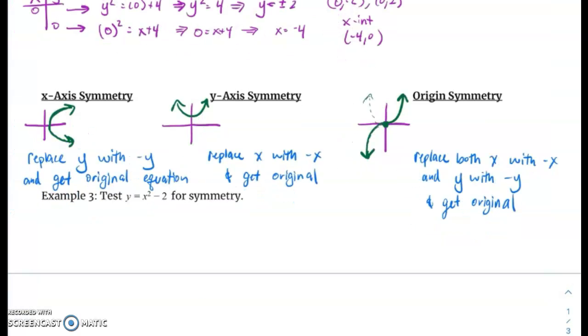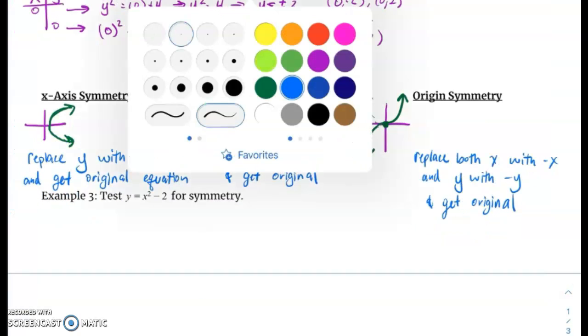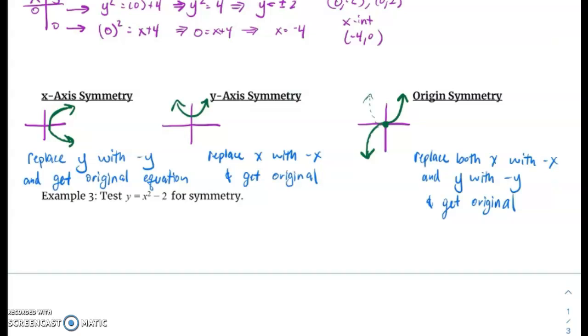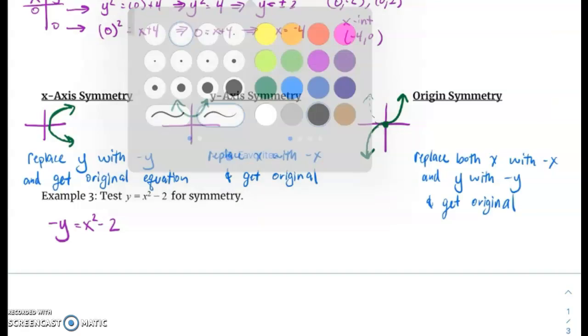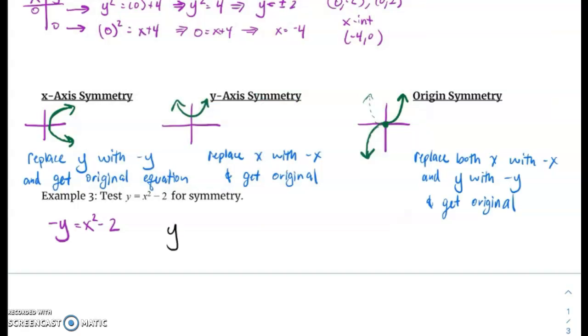So let's test this one for symmetry to see what I'm talking about. We're going to take y equals x squared minus 2, and we're going to change y to negative y and see what that does. We're also going to replace the x with negative x. And then let's replace both. And usually when I replace something, I put parentheses around it.